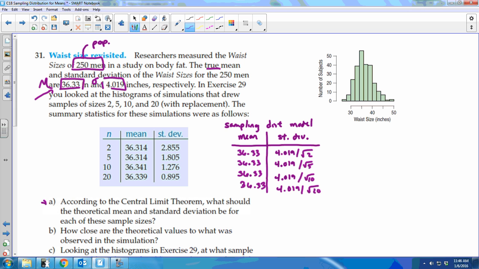So, how close are the theoretical values to what was observed in the simulation? How close are your means that were in the simulation to the actual population mean? Well, they're all about 36.33, right? The larger the sample size gets, the closer it actually gets to 36.33. So they're all really close. What about the standard deviations? If you went through and divided all of these, they're all relatively close too. They get closer to the actual standard deviation from our theoretical model, the larger the sample size gets. That should make sense.